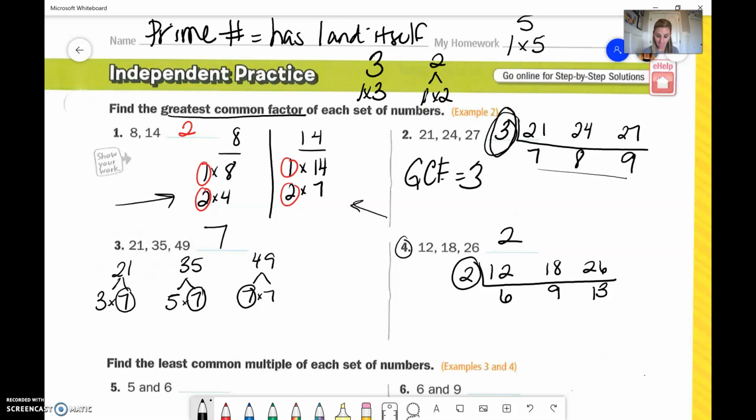Now, if I had a 3 here, and let's say a 3 here, but not a 3 here, then that is not in common. All 3 of them have to have the same number. So that's how prime factorization works when you are looking at greatest common factor.